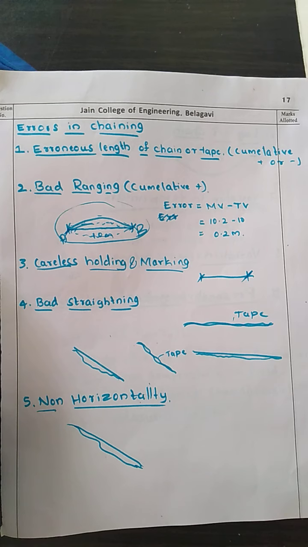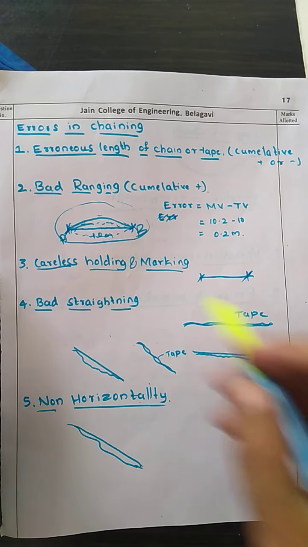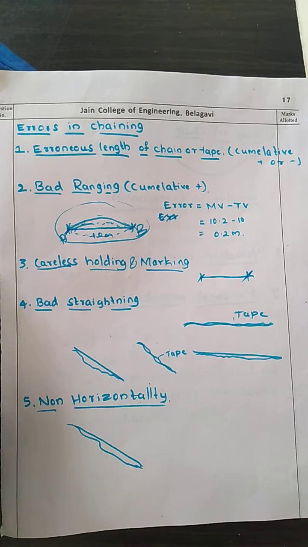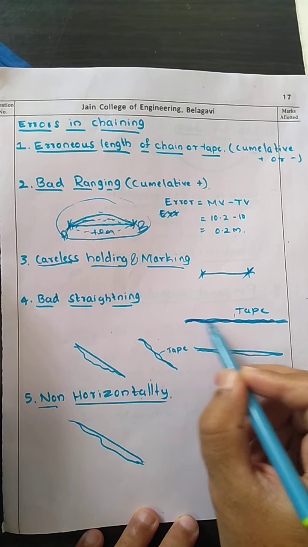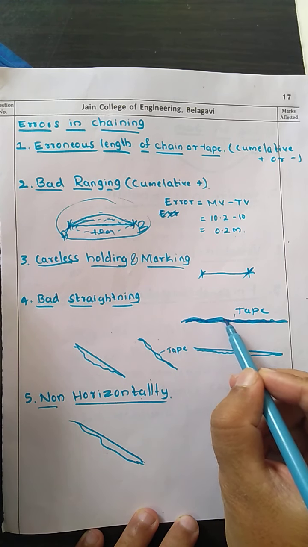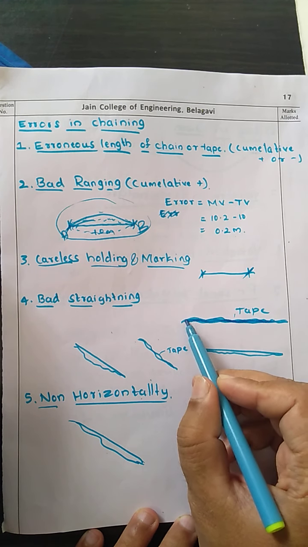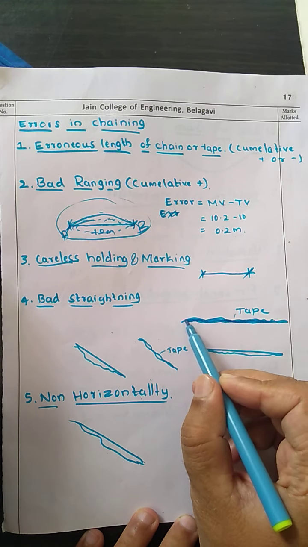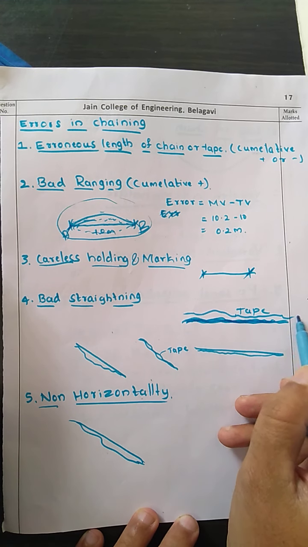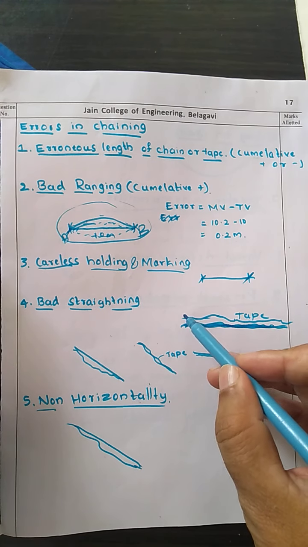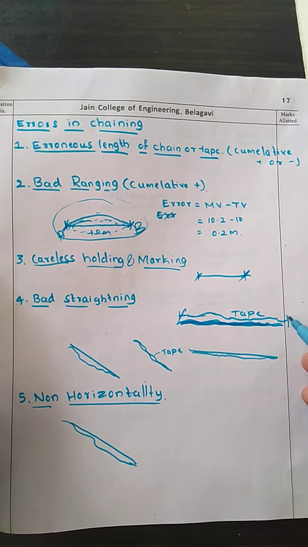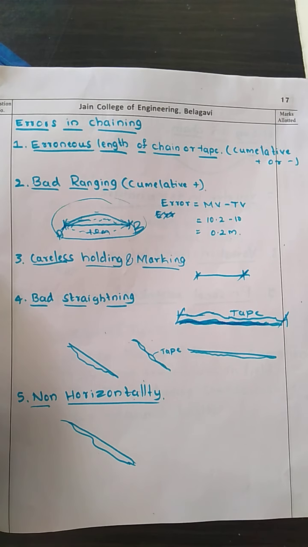Then the fourth is bad straightening. If we don't straighten the chain or tape, suppose there are undulations on a particular ground, and we don't keep the chain or tape straight on this undulated ground, then the tape will be like this, or the chain will be like this. So ultimately the length of the chain or tape is going to increase.